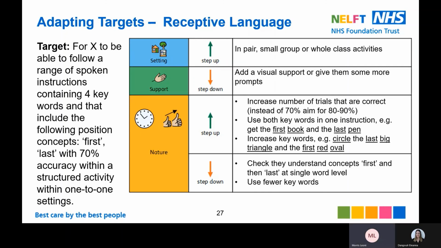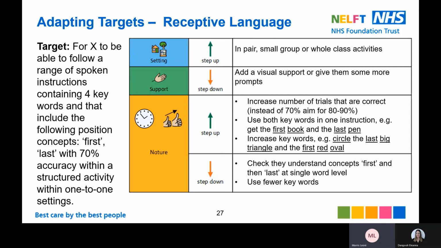For setting, you could step up this target by using it in a pair, a small group, or whole class activities. You could step down this target in terms of support by adding more visual support or giving them some more prompts. For nature, you could step up this target by increasing the number of trials that are correct. So instead of 70%, you could aim for 80 or 90%.